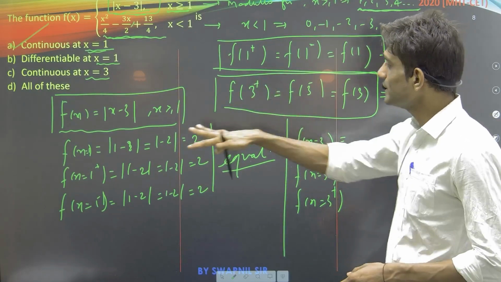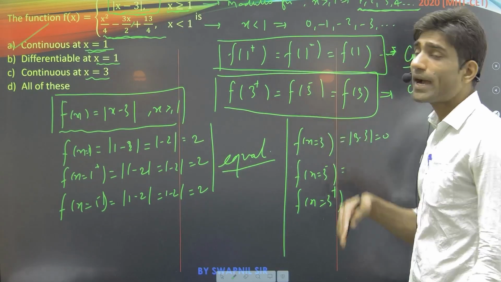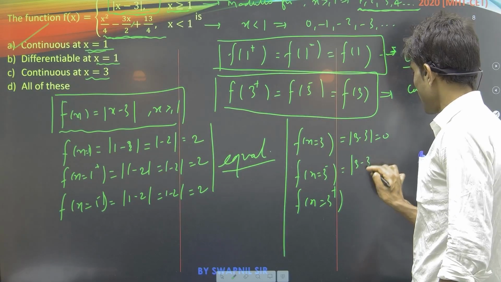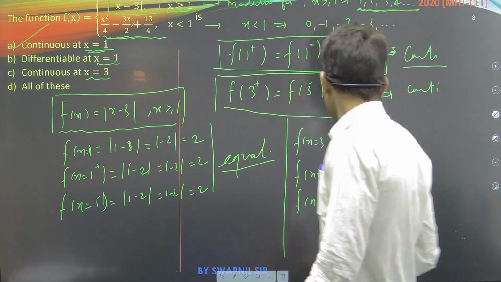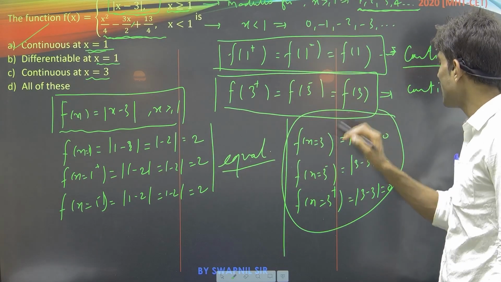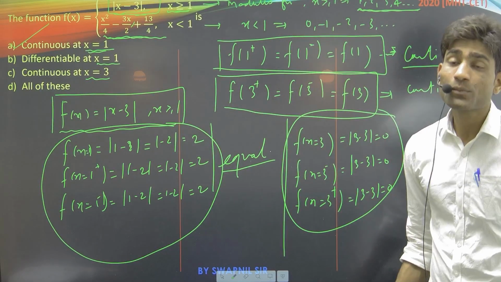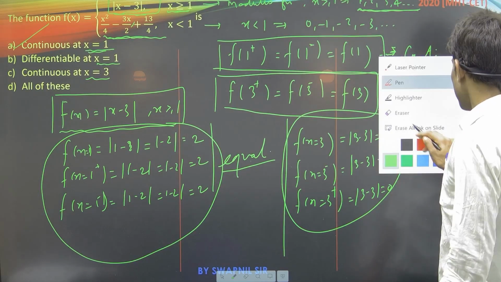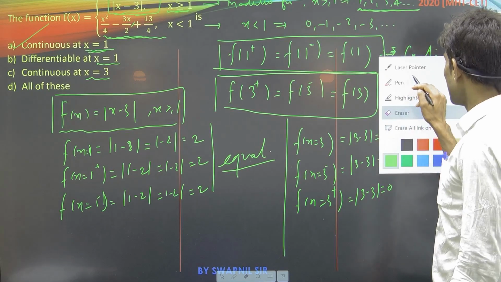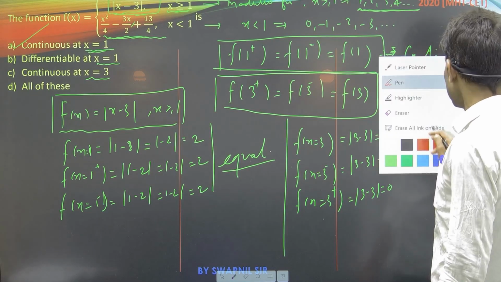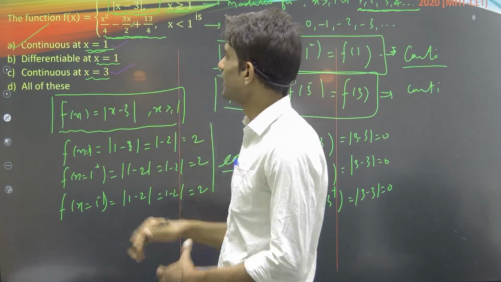So f of x at 3 means the modulus of 3 minus 3, which is equal to 0. The negative limit at 3, which is 3 minus 3, also goes to 0, and the positive limit at 3, which is 3 minus 3, is equal to 0. Now see that all the values for f of x at x equal to 3 and at x equal to 1 are equal. Both values are coming equal, and if all are equal, then we say that our function is continuous at x equal to 3 and continuous at x equal to 1.